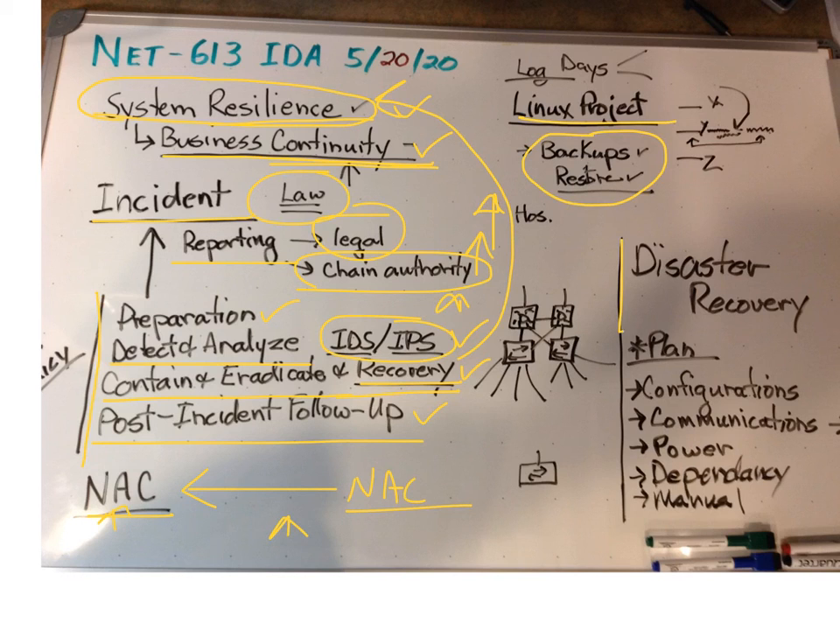And then the last thing we talked about was disaster recovery. You need to have a plan, with things to think about. Do you have your configurations backed up? Do you have a way to communicate if the current regular communications are down? How do you manage power? What are the key dependencies that have to be functioning? And you might have to do some work manually. People have to be able to adjust manually. And all this would be laid out in some type of policy.